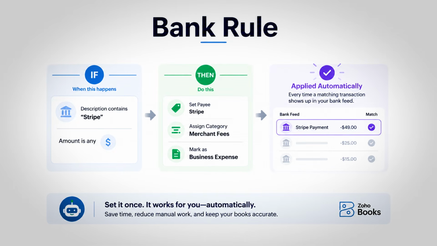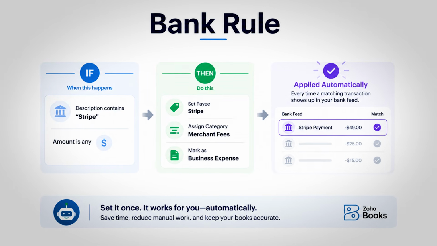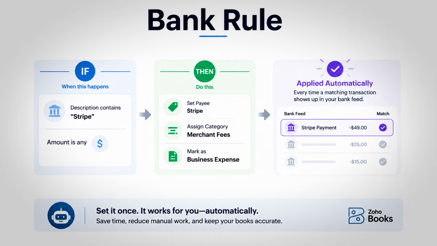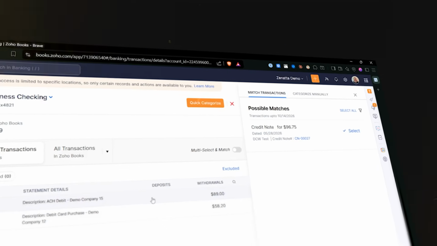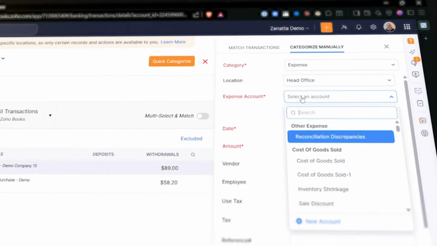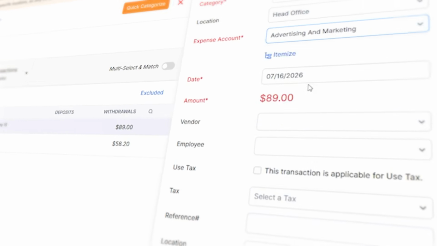A bank rule is an if-then instruction you set up once, and Zoho Books applies it automatically every time a matching transaction shows up in your bank feed. Instead of categorizing the same recurring vendor or the same type of transaction by hand every single time, you tell Zoho Books what to look for and what to do with it when it finds it.